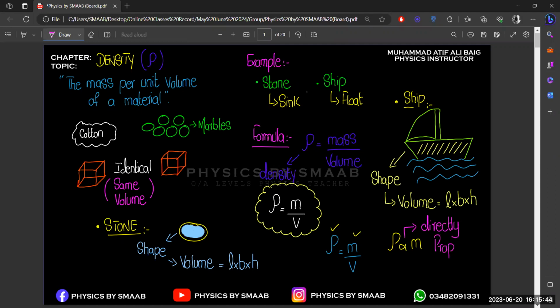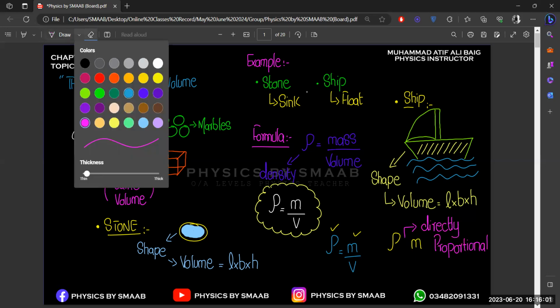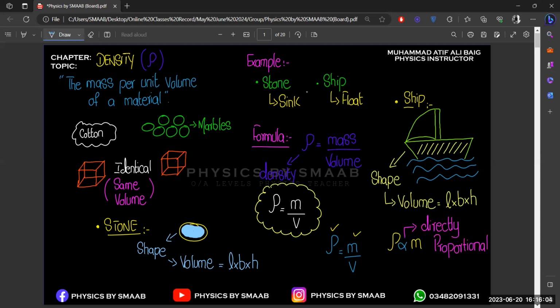Directly proportional. These are new terms. That's why I am taking it very slow. Once you get the concept, you will easily understand the whole concept in other formulas. This alpha sign represents directly proportional. Directly proportional means if we increase the mass, the density will automatically increase, right? If we increase the mass of an object, its density will automatically increase, right?